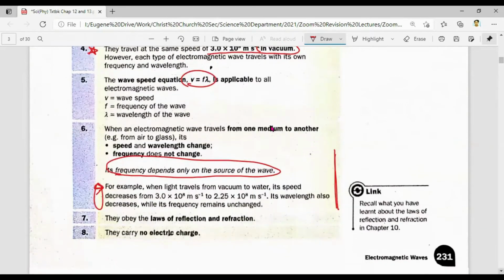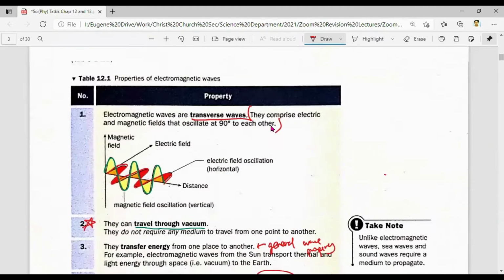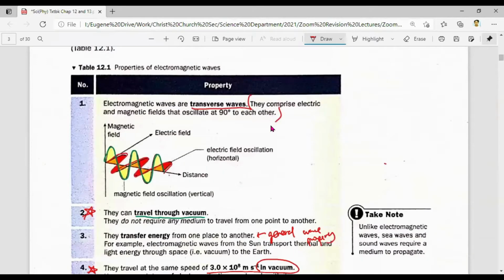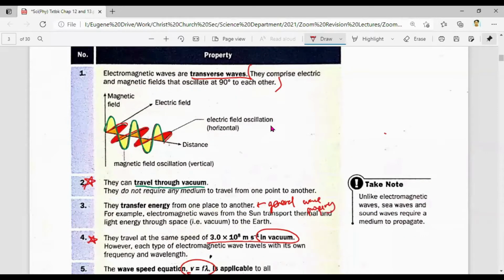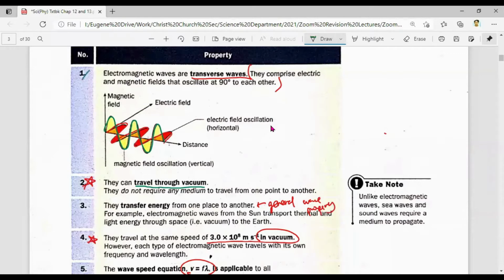Right? They obey the laws of reflection and refraction. They carry no electric charge. So these too are the other two properties. Now, if you ask me what are the properties that you should try to remember for EM waves that are unique to it, it's actually those two that I've drawn stars on. Okay, the third one that's quite unique to it is this.